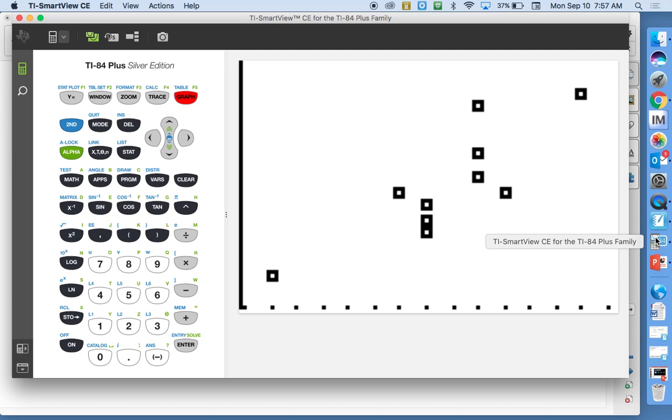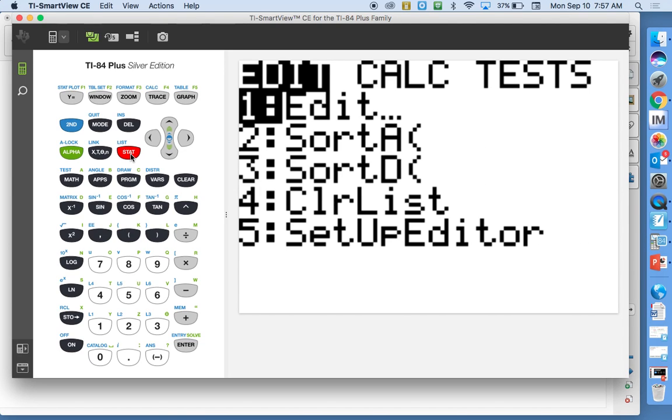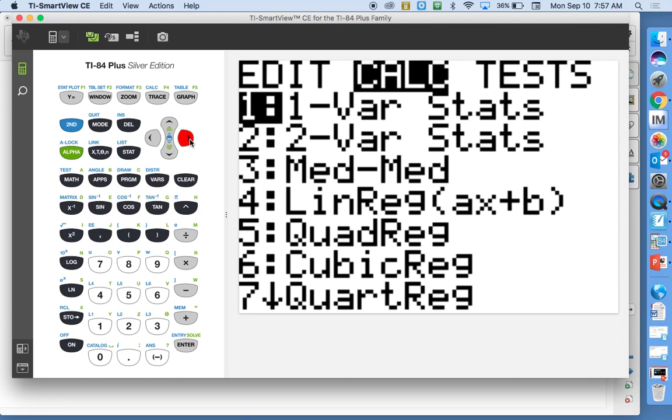So back to stat. I hit the stat button. That's what the screen looks like when you press stat. We're going to arrow now to the right to the calculations. So now that I have this data, what kind of calculations can we make with the data? And there's a whole bunch under here. So we'll do the one variation statistics when we get to statistics at the end of the year. But we're going to go down to number 4 where it says lin reg.